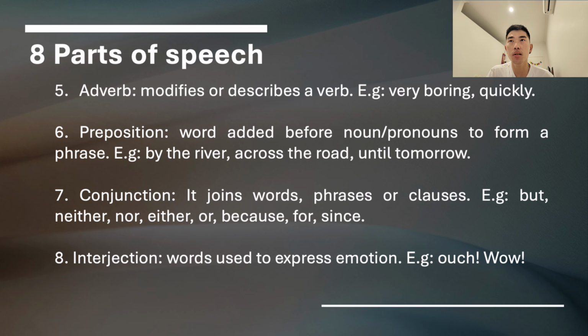Number 7 is conjunction. A conjunction joins words, phrases, or clauses. For example, but, neither, nor, either, or, because, for, since. A conjunction joins two different sentences together. If there is a neither, it should be followed by a nor, and if there is an either, it should be followed by or. You can't mix them up.